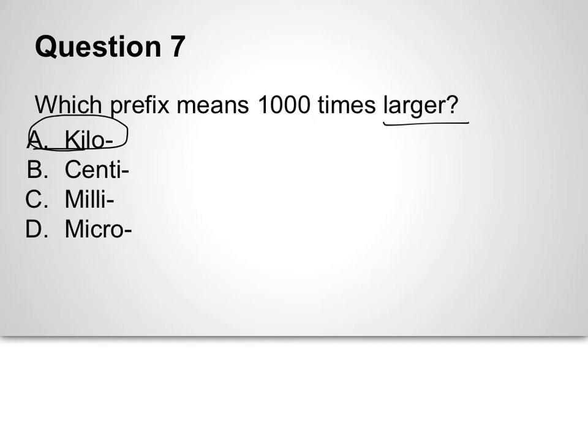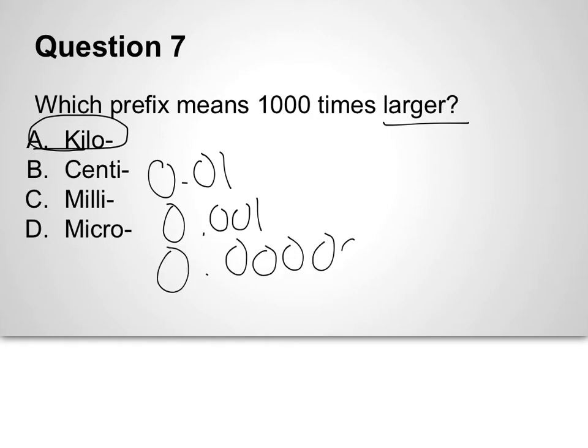Kilosecond, that's 1,000 seconds. Centi again is 0.01. Milli is 0.001. And micro is 0.000001. So make sure you know these prefixes: kilo, centi, milli, deci, micro. There was a list of prefixes that you need to know, and you need to know what they mean. 1,000 times bigger, 100 times smaller, and so on.